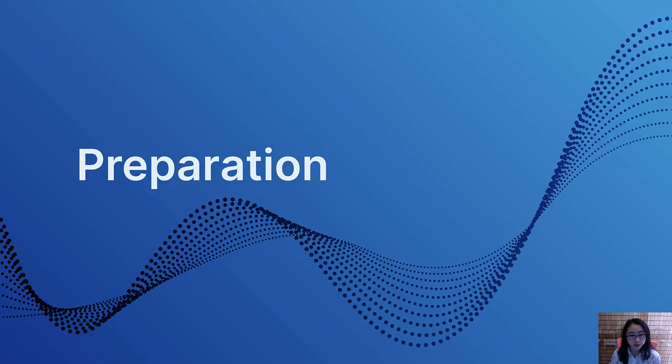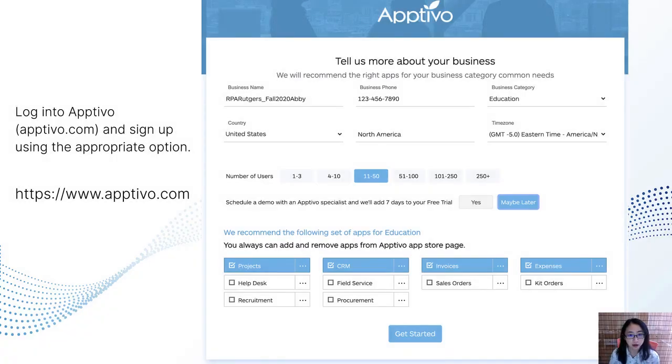Okay, before we start the bot configuration, let's first do some preparations. The first preparation is, as I said, we need to register for the Apptivo account. When you register, you need to provide some basic information about your business. Since we are not running a business, you can randomly put any information you want in this registration form. It doesn't matter. So this is what I put, and you can do something similar.